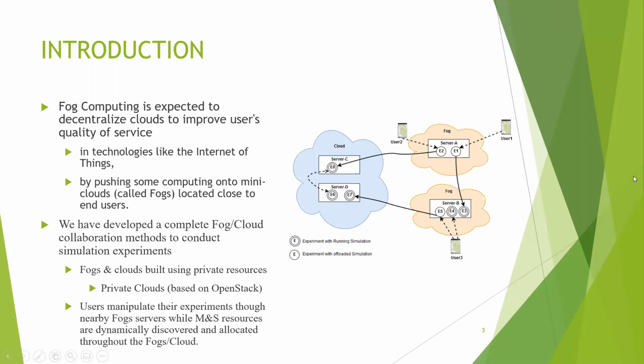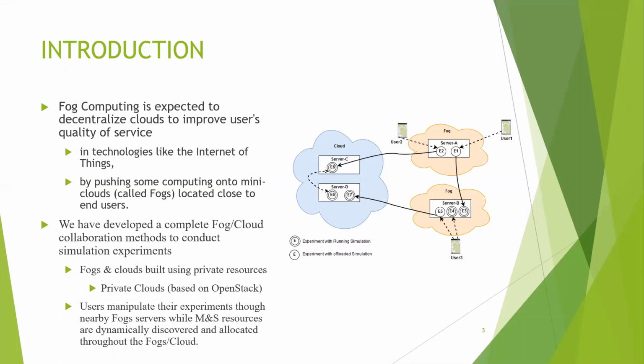So fog computing is expected to decentralize clouds to improve users' quality of service, and that's basically users start accessing cloud or other fogs' resources through nearby fogs. In this case, you can view a fog as a mini cloud near users, which is usually built with users' private resources. Technologies like Internet of Things have already been used in fogs, and basically they push some computing into mini clouds, which are fogs close to users, and it can be offloaded to the clouds as necessary.